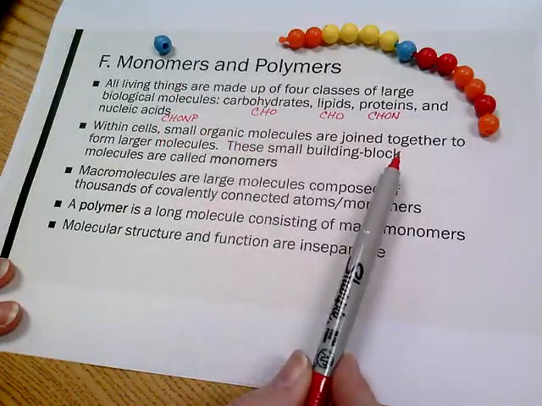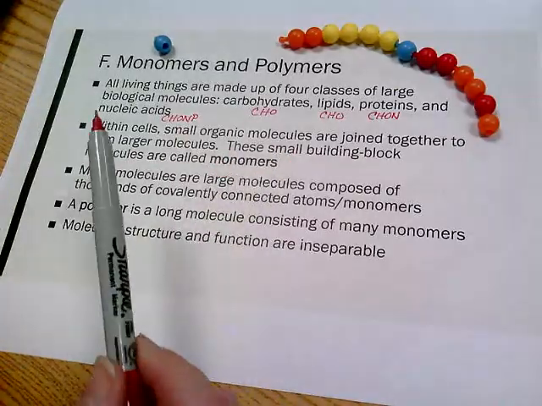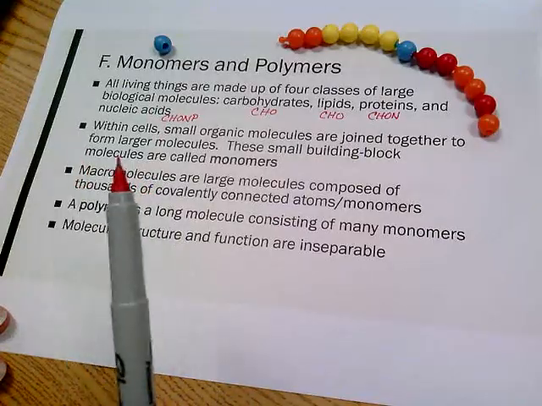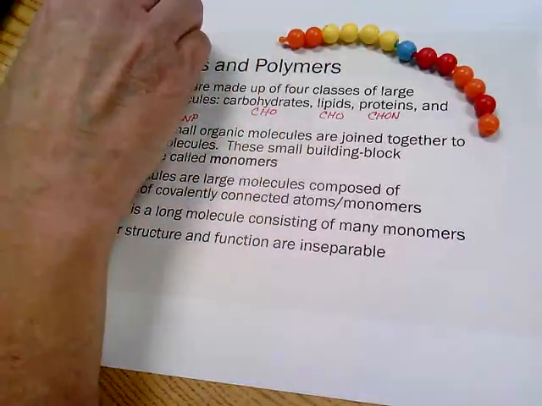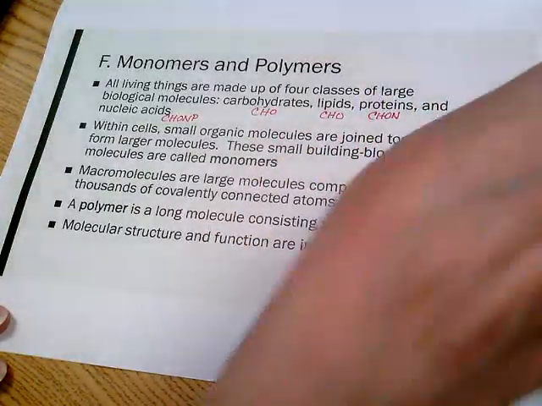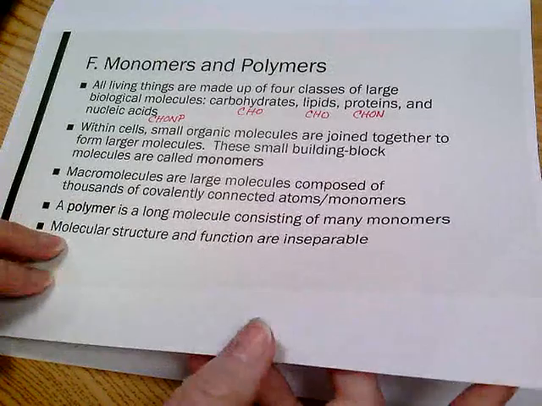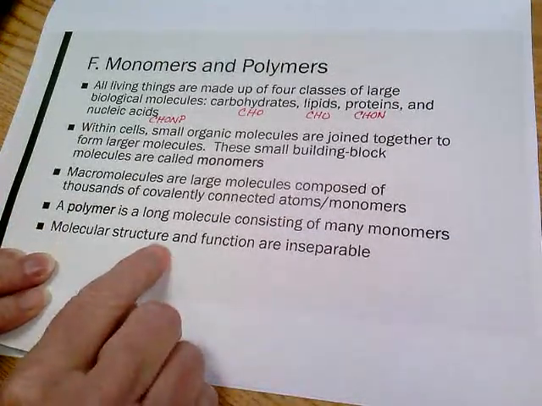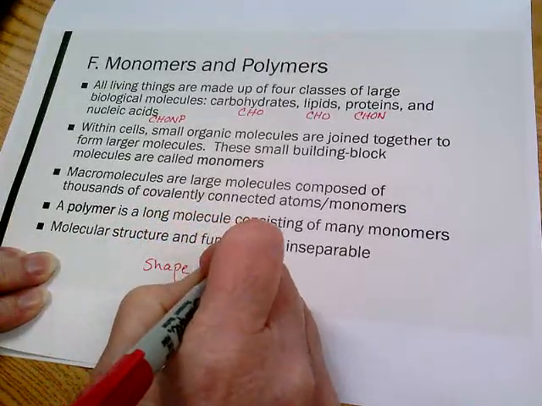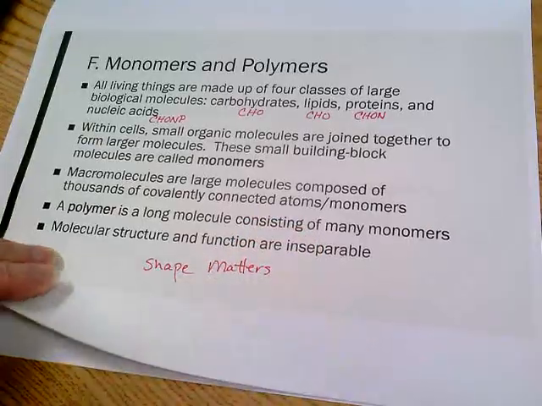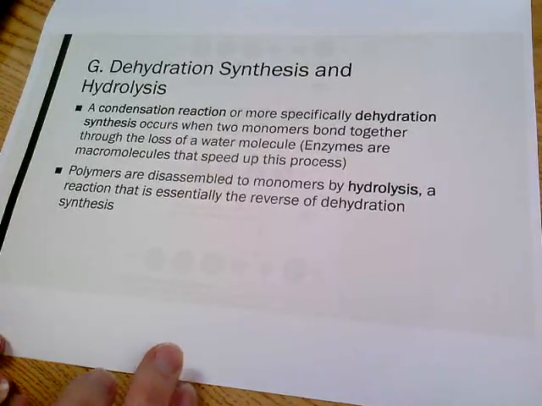And within cells, what is this? Small organic molecules are joined together to form larger ones. Yes. So these small ones are called monomers. I'm kind of repeating myself. Macromolecules is another way of saying polymers. Okay, so making bigger ones. Okay, and on the next page, I'm hoping it's the next page of my thing, it's going to say how these things link up to form that. And again, molecular structure and function are inseparable. Shape matters. I just got to write that down. Shape matters. Don't forget that, everybody. The shape of these molecules really matters. Okay, good. Dehydration synthesis and its opposite, hydrolysis.